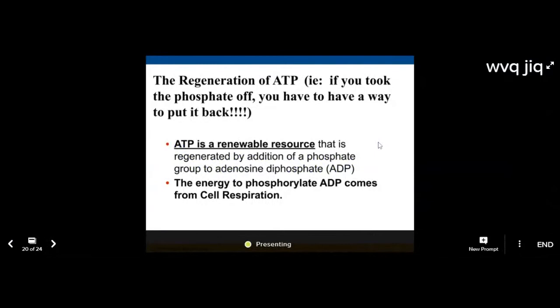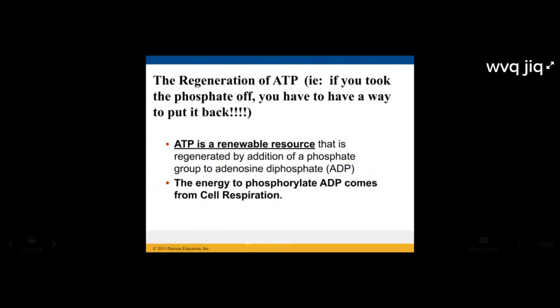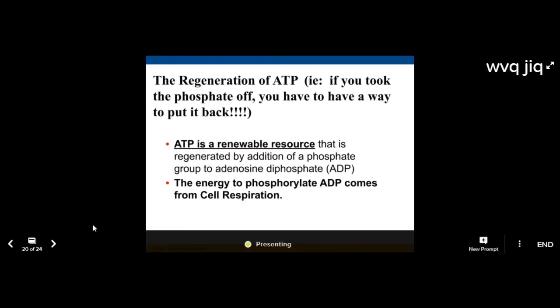Almost there. Okay, the regeneration of ATP, right? Once you've broken the ATP off, how do you get it back on? You've got to put it back on somehow because ATP is so valuable. It can be used up in hundreds of different ways. How do you get the phosphate back on? Well, that's what cell respiration is about.